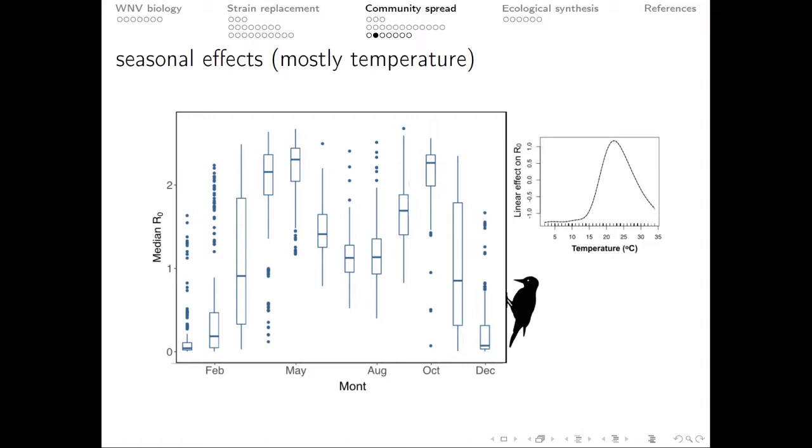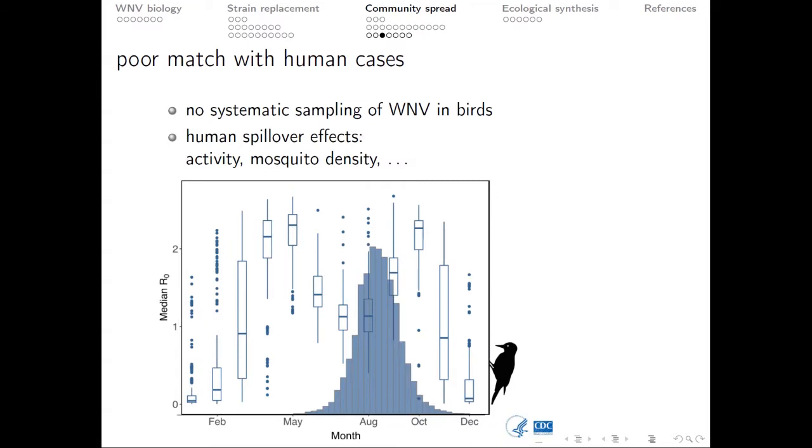In December, what was the range of the median R0? And the reason it's the median R0 is that we're still being Bayesian and getting distributions for everything. So this is essentially the distribution of point estimates of R0 for a given month. So it looks like it's seasonal. It looks like it's basically following the temperature.